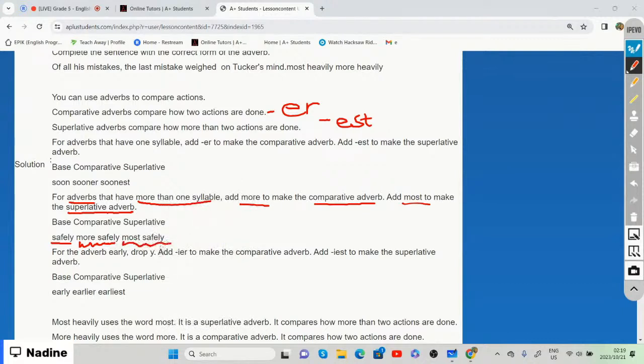So we added more and we added most: more to the comparative adverb and most to the superlative adverb when we have more than one syllable. So when the adverb has more than one syllable, we add more to the comparative adverb and most to the superlative adverb.